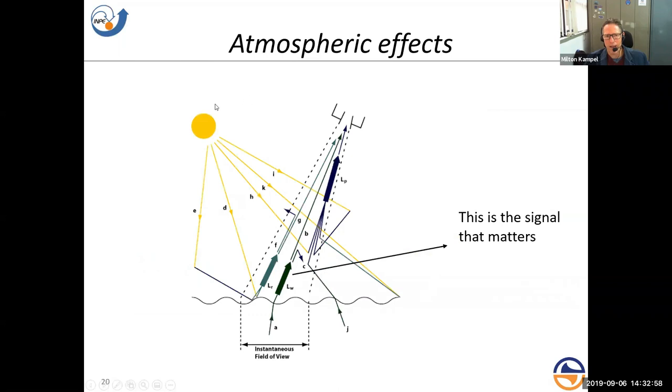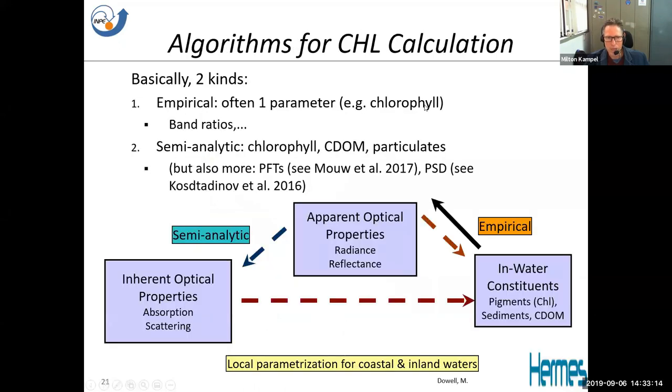And here we have a picture of what's going on in terms of the atmosphere. You can see from here that what really matters is the signal emerging, or being upwelled, from the water column inside the instantaneous field of view of the sensor and reaching the orbital center. So how do we calculate the chlorophyll concentration?